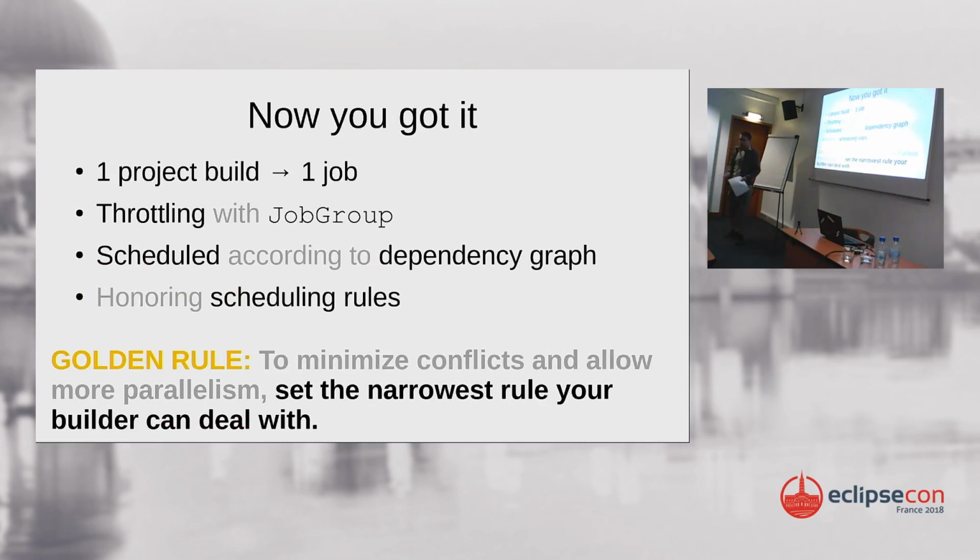So I could almost stop my talk here by presenting you this slide because everything you need to know is there. One project build is turned into one job. Throttling is done with a job group. Scheduling happens according to the dependency graph, so we schedule a node when the parents are all built, and the parallel builds do honor the scheduling rules, as it is utterly important in the Eclipse IDE.